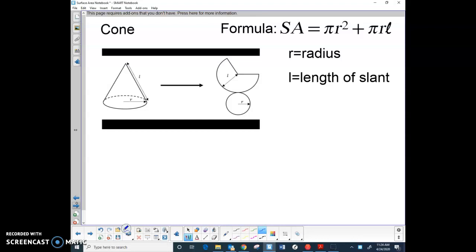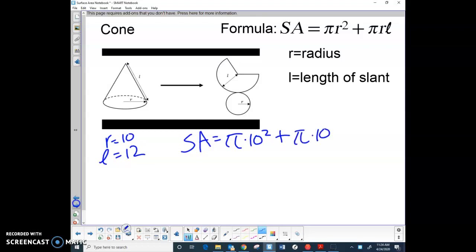All right, so for example, let's say again our radius is 10 and our slant height is 12. To find the surface area, we are going to pop those into our equation. That first part, pi r squared, is simply the area of that circle. So we've got pi times 10 squared. And then we have the area of our sector, which ends up being pi times the radius times our slant height, which is 12. All right, we do those calculations. We get 691.15 centimeters. All right, so that is the surface area of a cone.